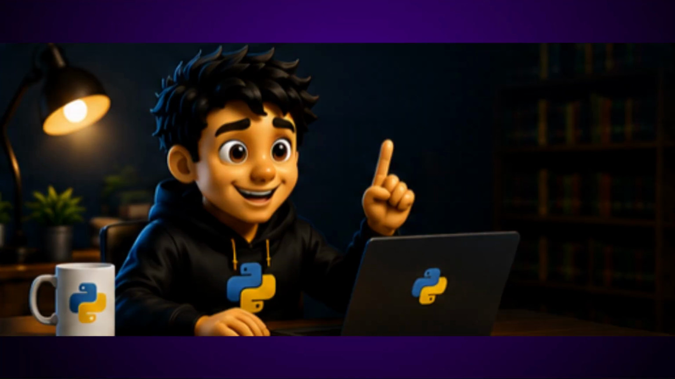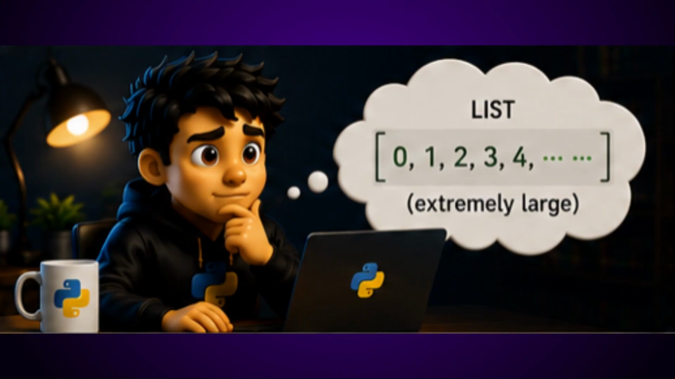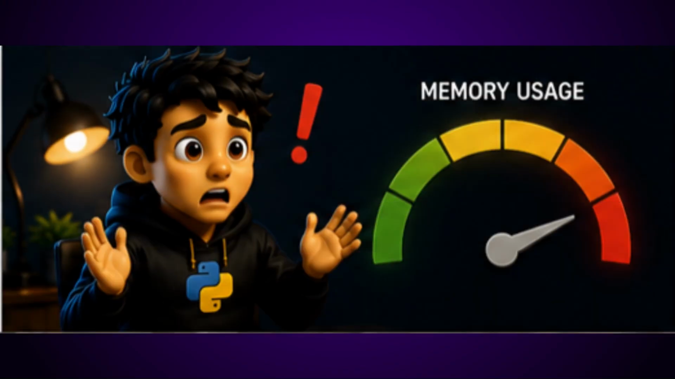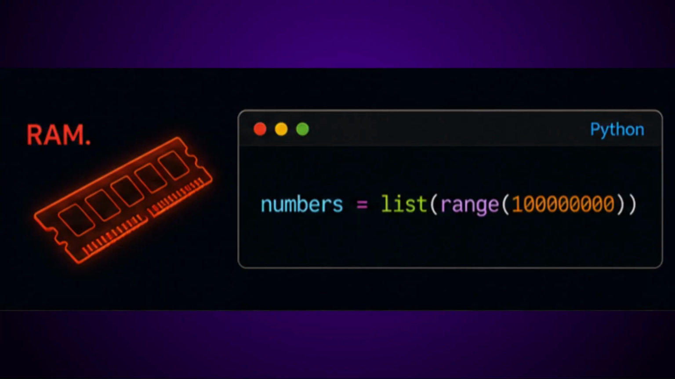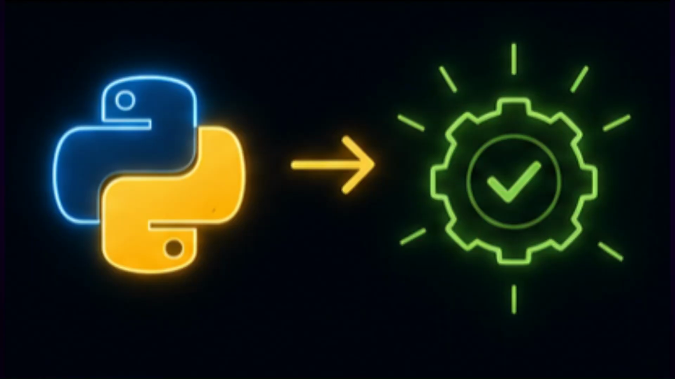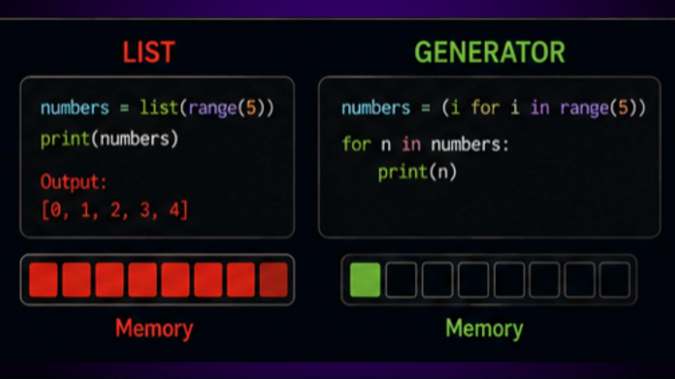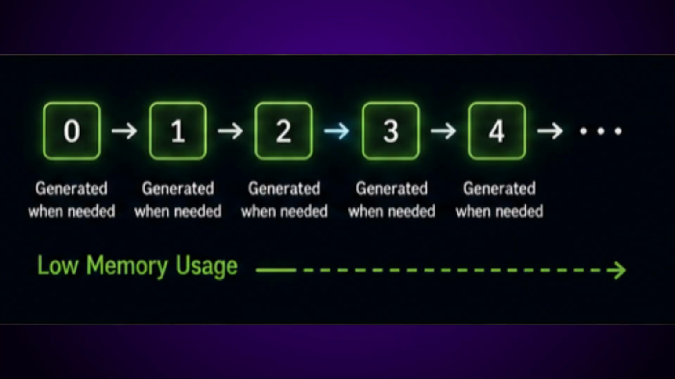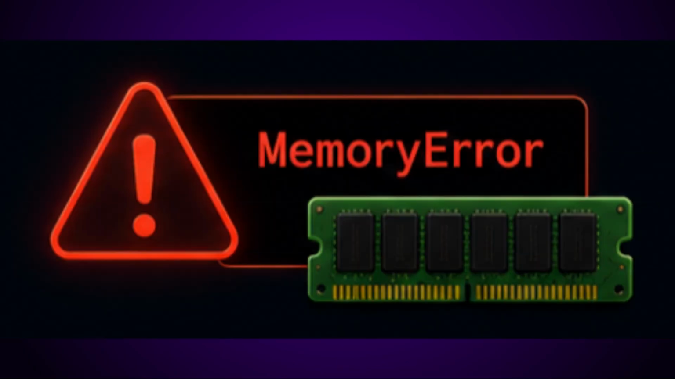Another common cause is creating extremely large lists. A large list can consume a huge amount of RAM. Generators are often a better solution. Unlike lists, generators create values only when needed. This uses far less memory.